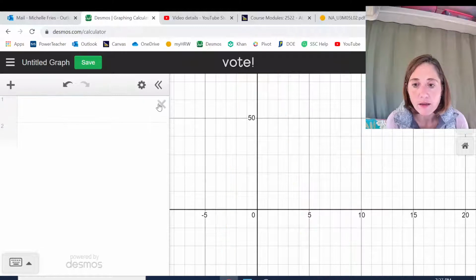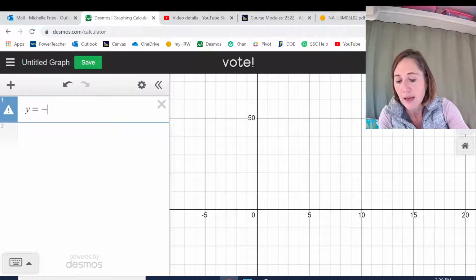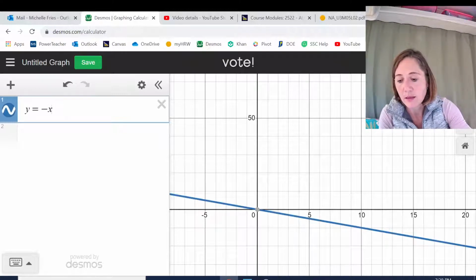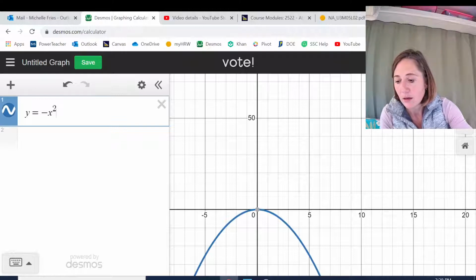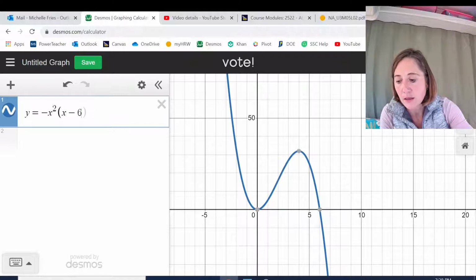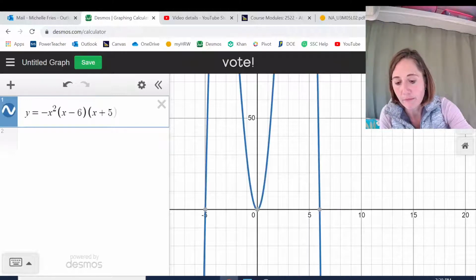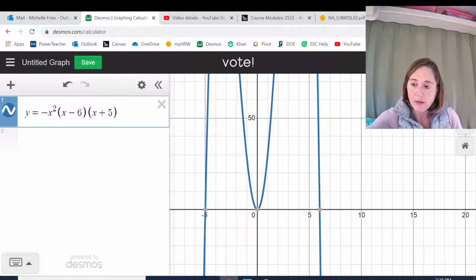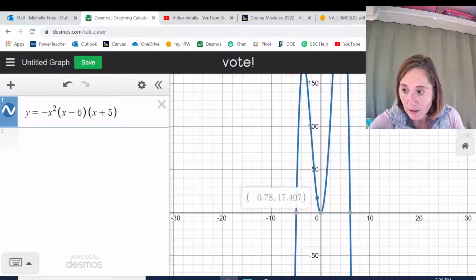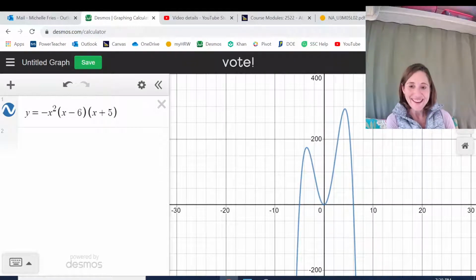Let's try another one. Let's try y equals negative x squared times x minus 6 times x plus, I don't know, 5. Okay, so this is kind of a weird graph. I'm going to zoom out a little bit so you can see it. Oh, look at that.